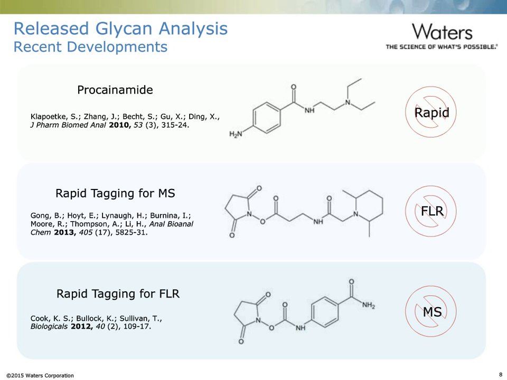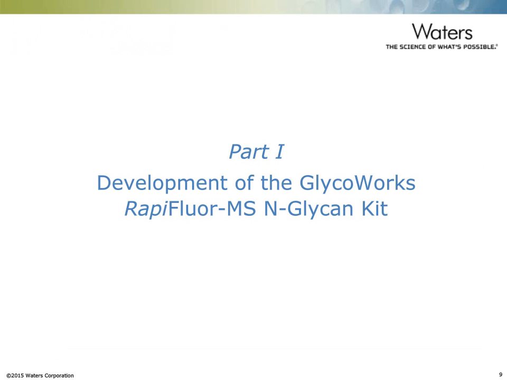Cook and co-workers have, in addition, presented the use of a rapid tagging analog of aminobenzamide. Although this rapid tagging reagent accelerates the labeling procedure, it does not provide the ionization efficiency needed to simplify glycan characterization and peak identification. To address the previously mentioned shortcomings, we have developed an approach that enables superior sensitivity for glycan detection while also improving the throughput of N-glycan sample prep as a whole.